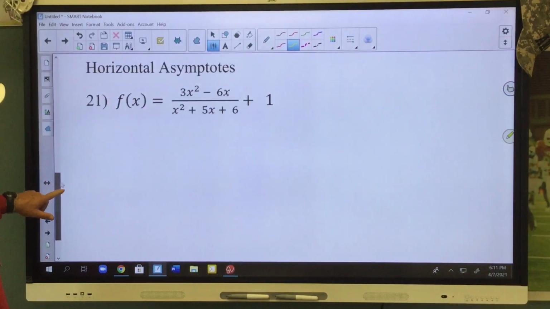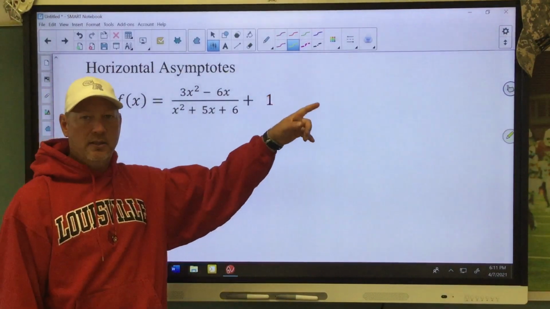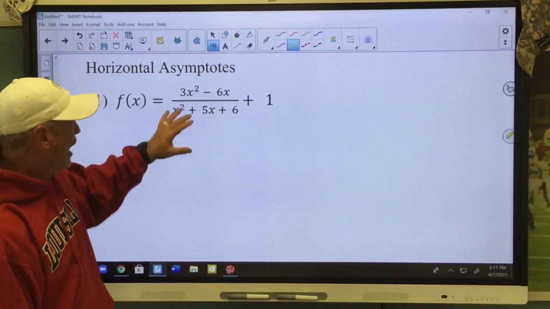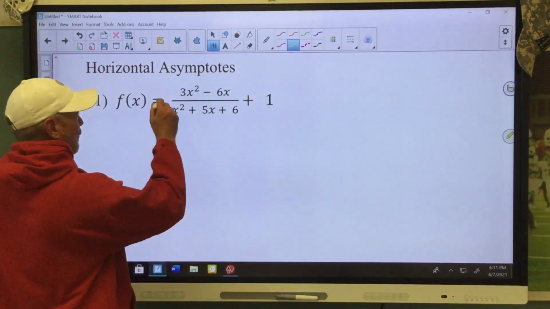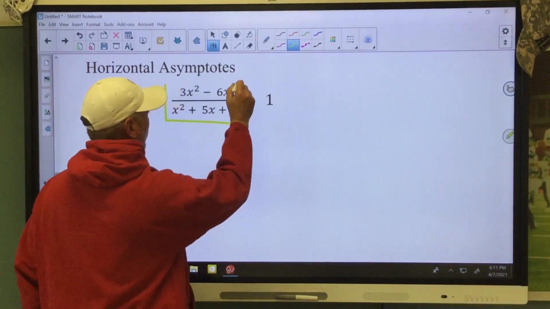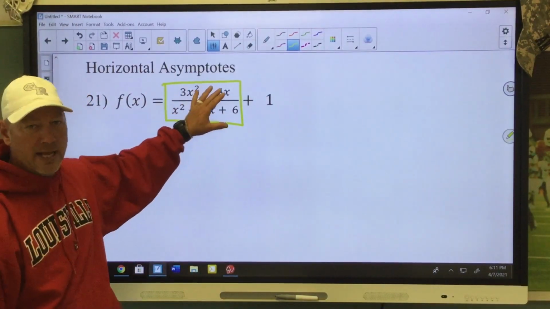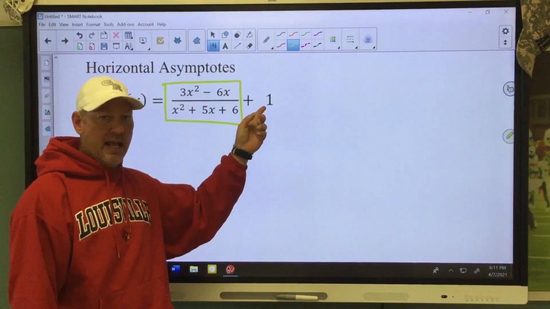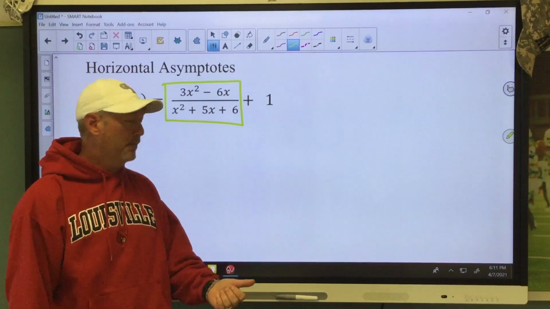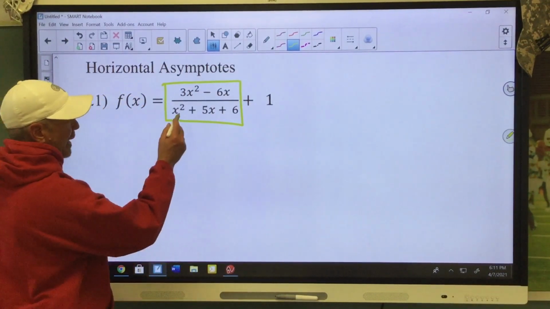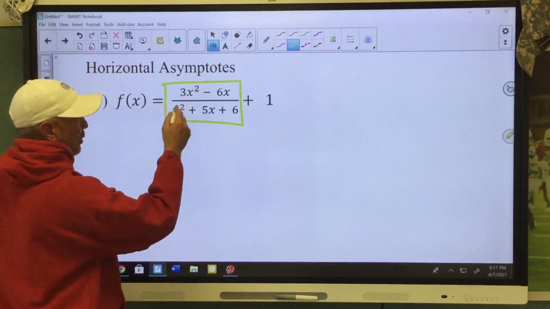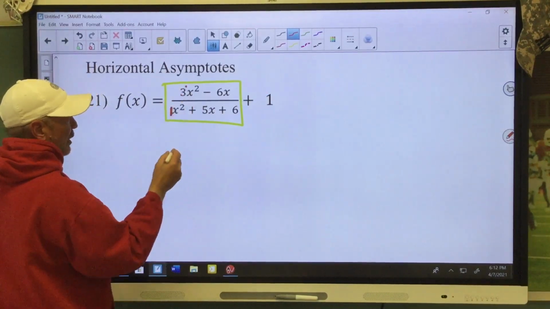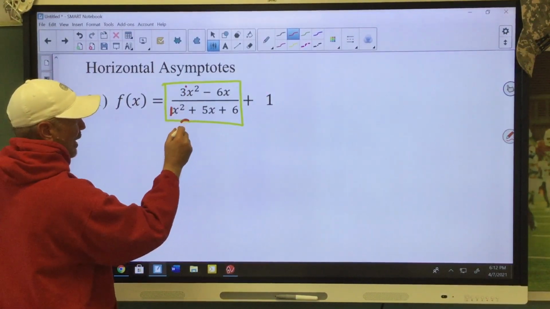All right, next situation: horizontal asymptotes. We just talked about this, but we haven't talked about one with a constant added or subtracted at the very end. I want you to focus on the fraction portion. Determine your horizontal asymptote, and once you get a number value, you add or subtract whatever it asks at the back end, depending on the problem. In this case, my exponents are the same, so we divide the coefficients, and that gives me 3 over 1. This will give me a 3.